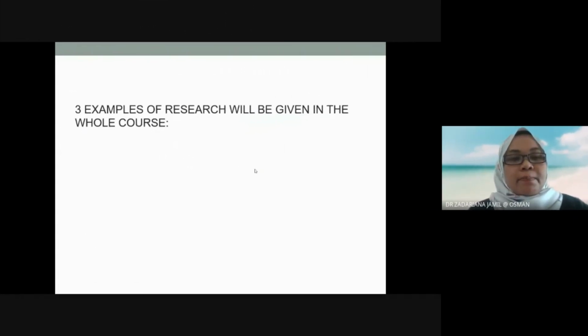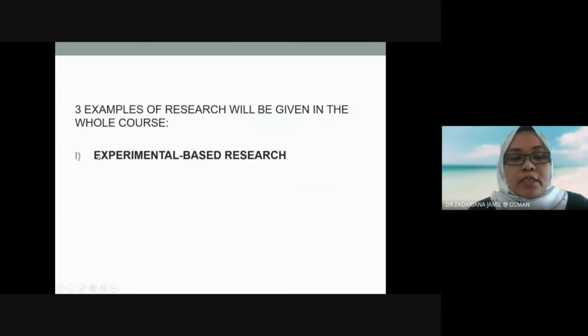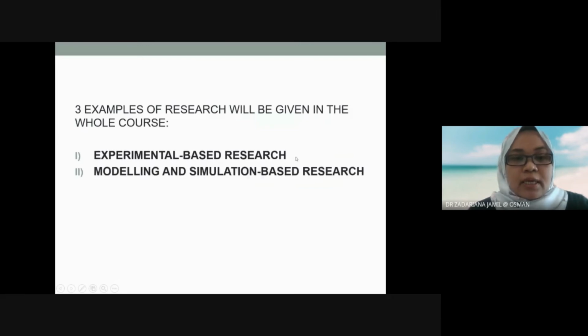There are 3 examples of research that will be given in the whole course and will be used. The first example is on experimental based research, then modeling and simulation based research, and then case study research. So we will use these research designs in the following topics.